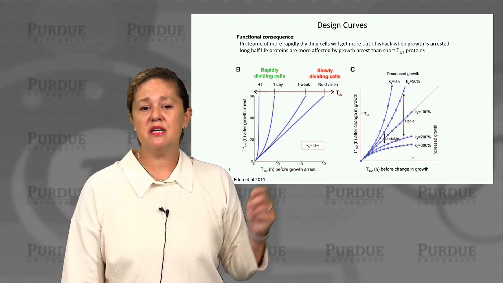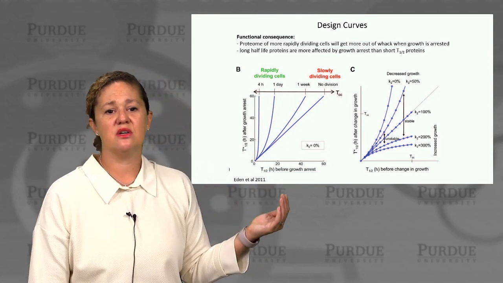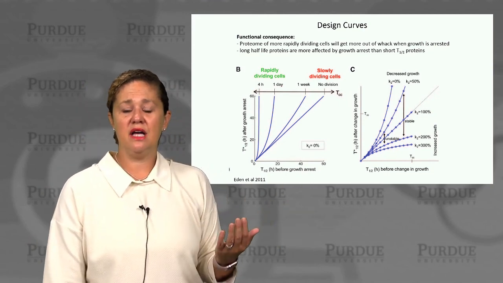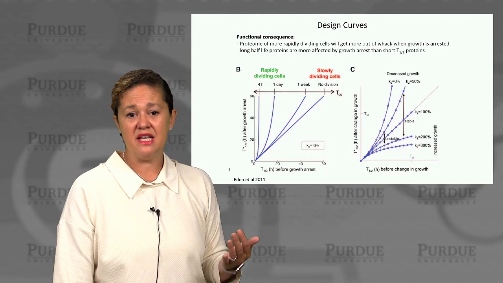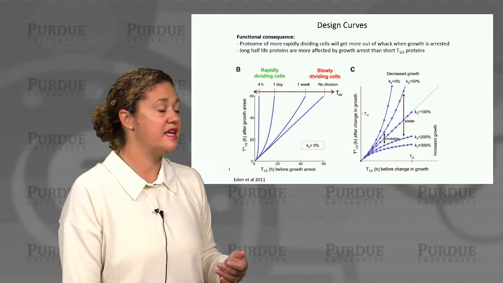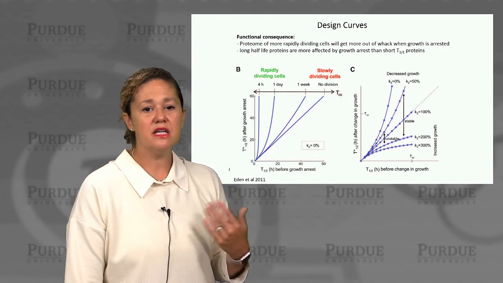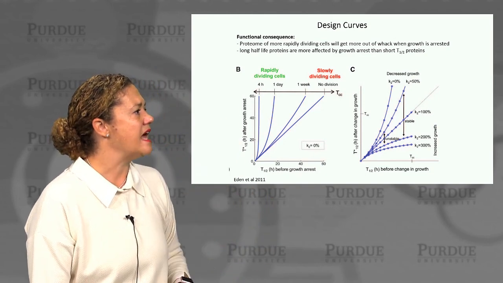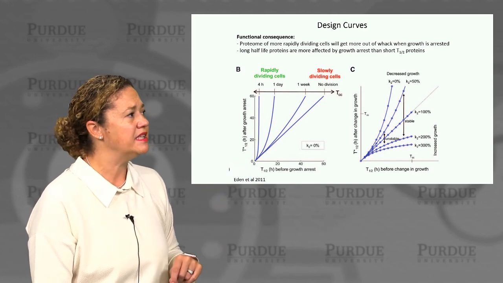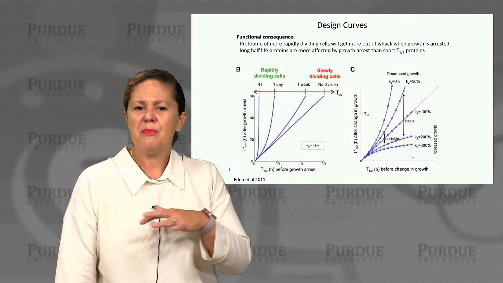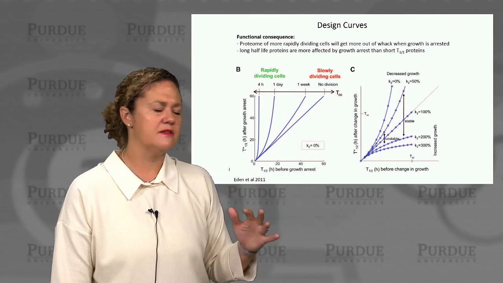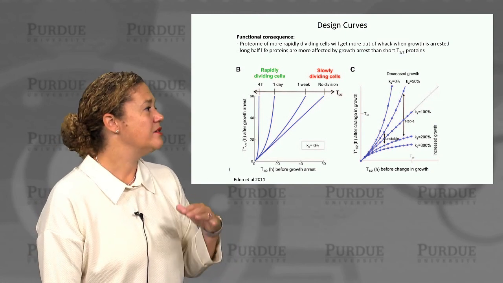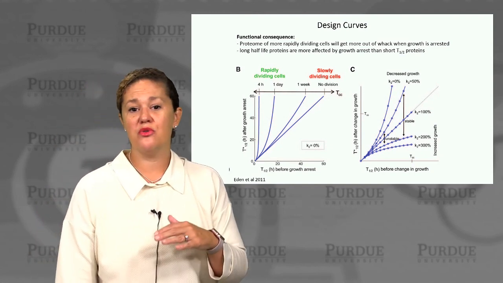Okay, so let's think about some of the functional consequences of this outcome. Perhaps we've convinced ourselves that the model provides a good fit and is reflecting what happens in real cells, in this case, these lung cancer cells. But let's think more broadly about the functional consequence. The first is that the proteome of more rapidly dividing cells, and by proteome I mean all the proteins being expressed in the cell, will get more out of whack when growth is arrested.